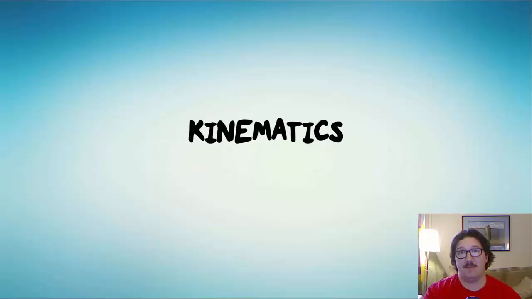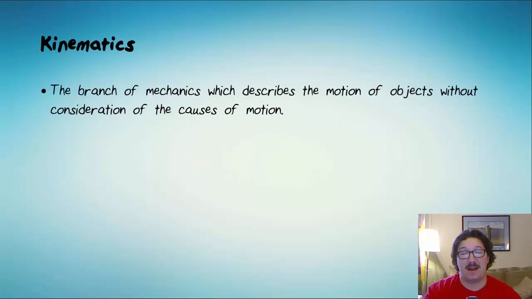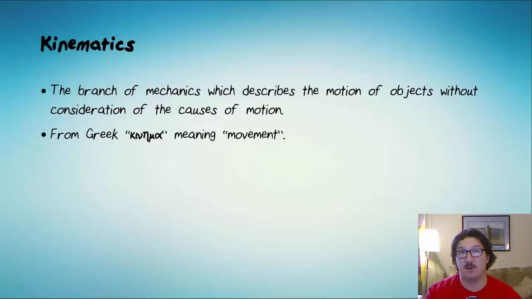The first topic we're going to learn about in mechanics is called kinematics. Kinematics is the branch of mechanics which describes the motion of objects without consideration of the causes of the motion. So we care about how things are moving and not why things are moving. And this comes from the Greek word kinema, which means movement.